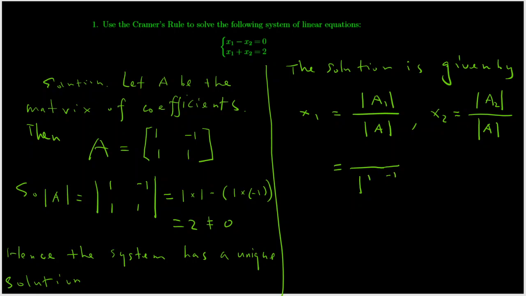and then 1, 1. Now concentrate a little bit on the new thing, the meaning of the determinant of A1. So what is A1? To get A1, you keep the second column.